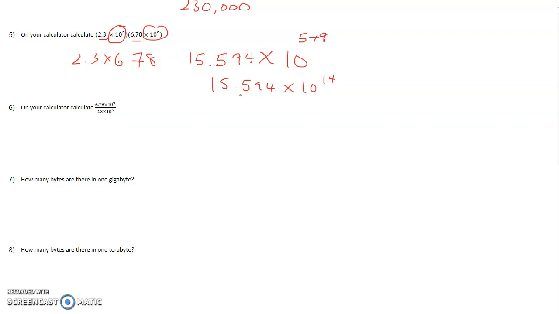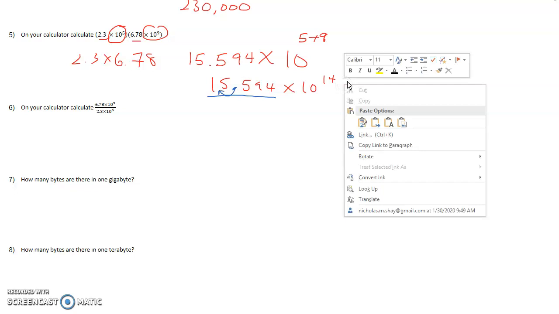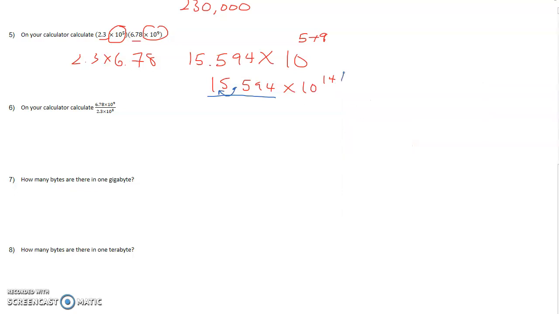But we're not done here, because when you take a look at this number, it's not in scientific notation yet, is it? Because in scientific notation, we're only going to have one number in front of the decimal. So I need to move that decimal place over one more, and that's going to move the exponent up one more as well. So the final answer here is 1.5594 times 10 to the 15th power. At a certain point, we might round here, but we're okay with what we got.